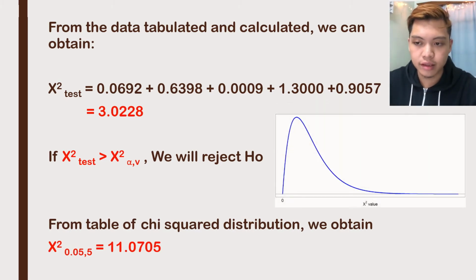If x-squared test is more than x-squared alpha v, we will reject H0. As seen on the right side of the picture, this is a chi-square distribution. If x-squared alpha v is the critical value, the x-squared test must be smaller than the value, as values smaller than x-squared alpha v will be the acceptance region, whereas anything beyond that will be the rejection region. From the table of chi-square distribution, we obtain that x-squared 0.05 and 5, which is the alpha and the v, the degree of freedom, gives the value 11.0705.